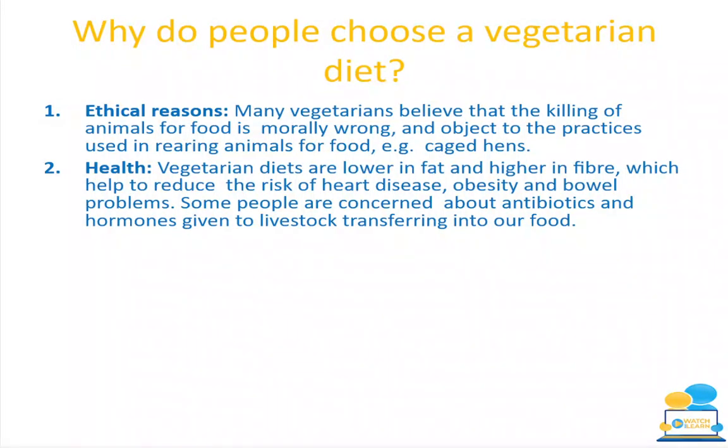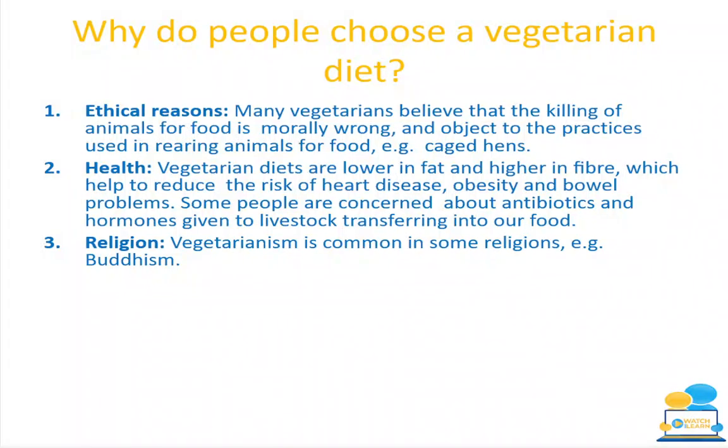So some people are concerned as well about antibiotics and hormones which are given to livestock, which then we eat. For example, if a cow is sick and they give them antibiotics and then we eat it, our bodies are going to absorb those antibiotics without knowing, and then that can eventually, in some cases, lead to antibiotic resistance, which means then if you need antibiotics, you're going to be resistant to them and you're going to get very sick. But it's not something that occurs too often.